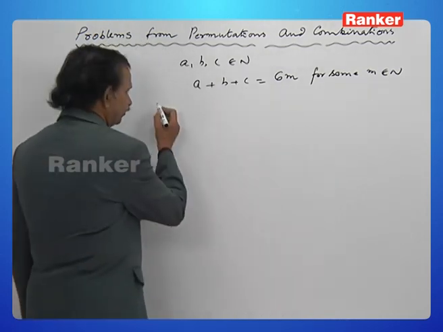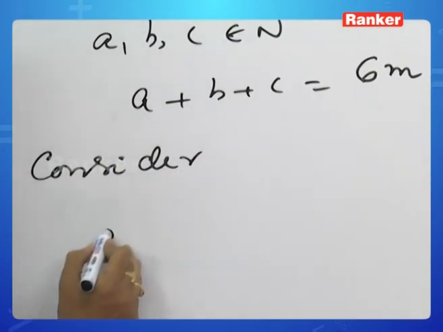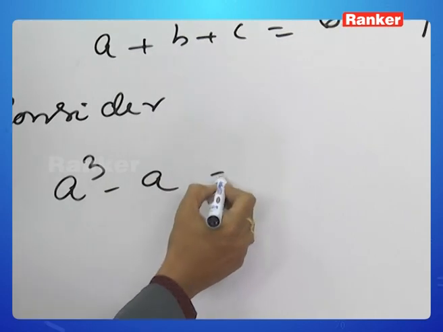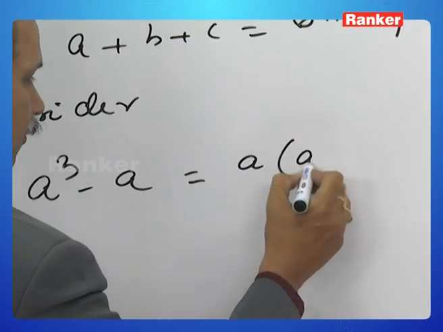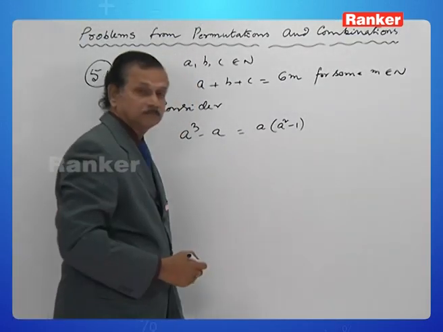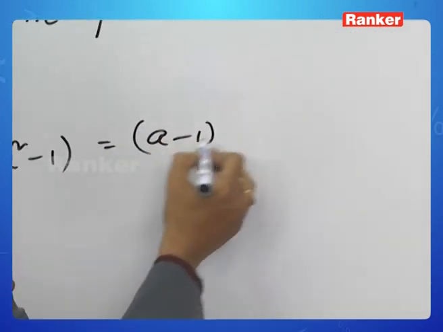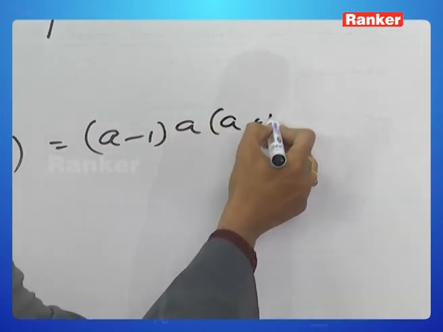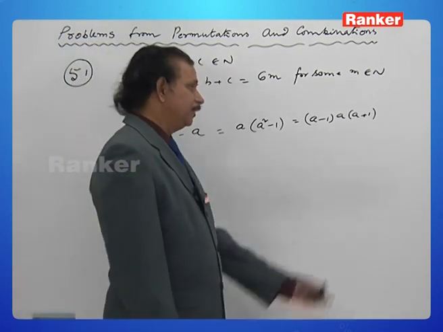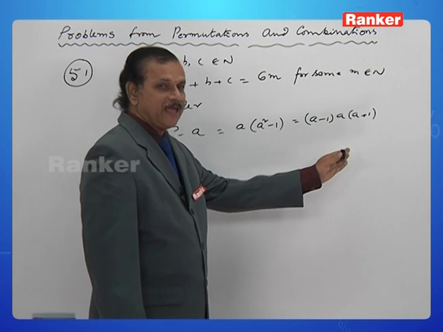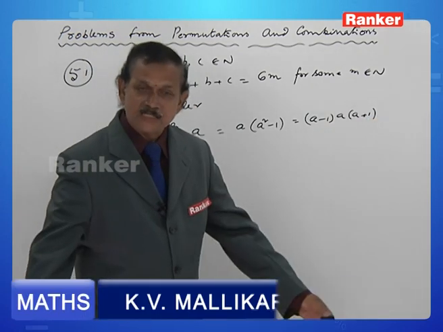Well, consider A cube minus A. What is A cube minus A? That is A into A square minus 1. What is it again? This is A minus 1 into A plus 1. Am I right? You can observe one particular thing here. A minus 1, A and A plus 1. How are they? They are successive integers.